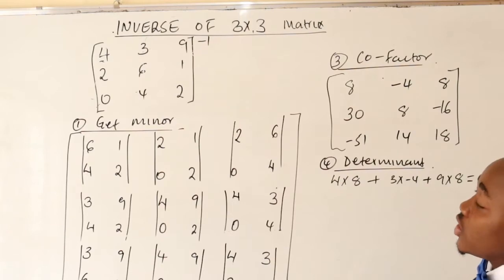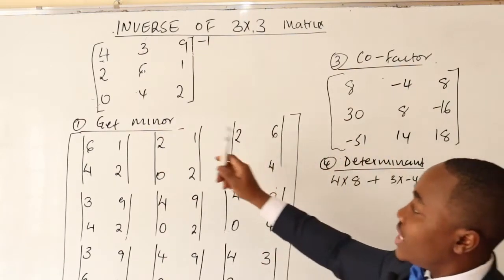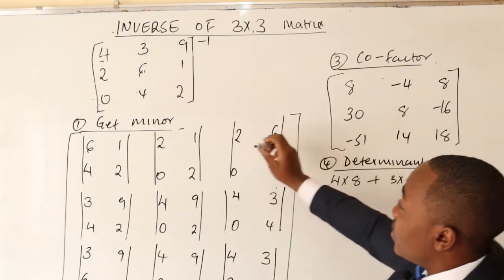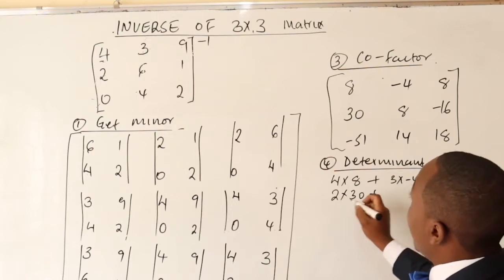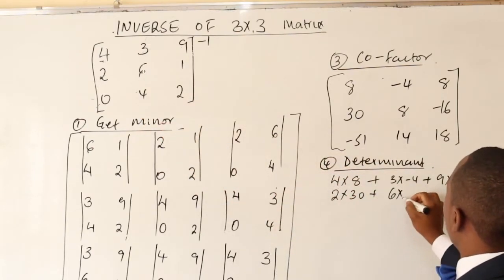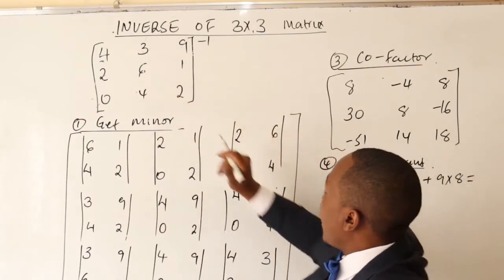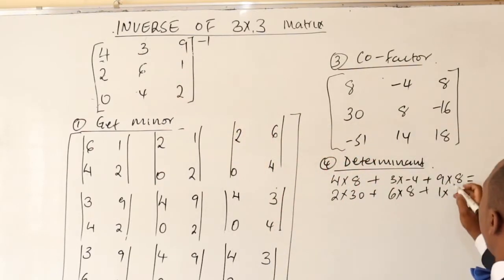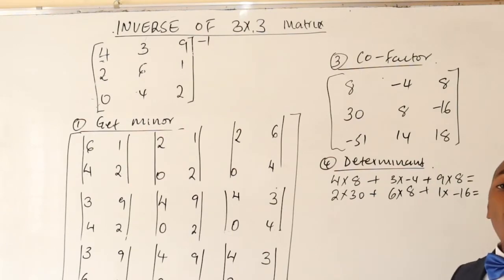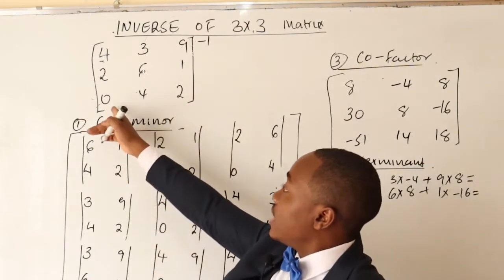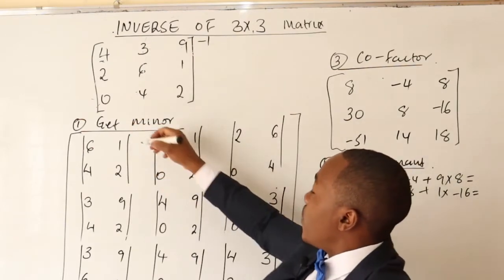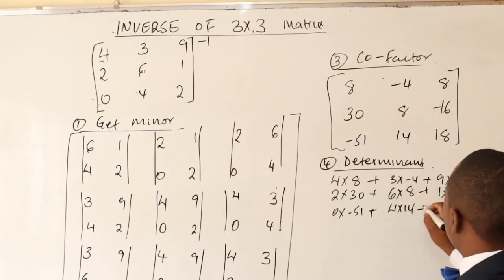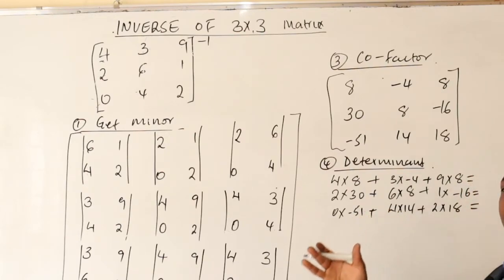Or you can still do this. It's not a must that you take the first row. You can also decide to take the second one. So for example, you take 2 multiplied by 30, plus 6 multiplied by 8, plus 1 multiplied by negative 16. Or you can use the third one: 0 times negative 51 plus 4 times 14 plus 2 times 18. You'll still get the same determinant.